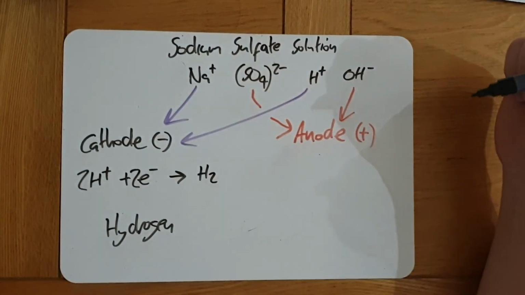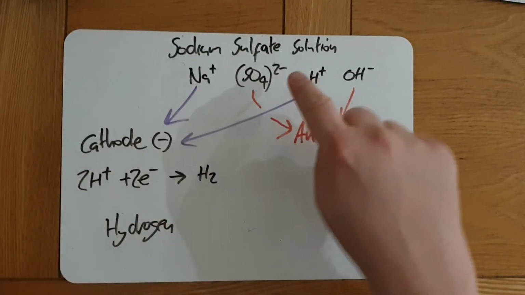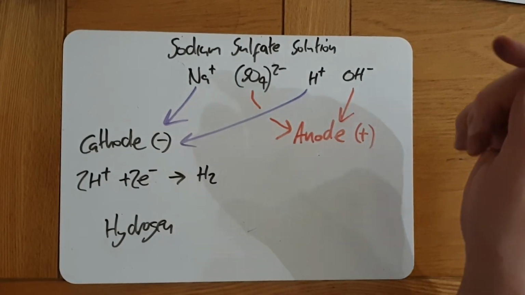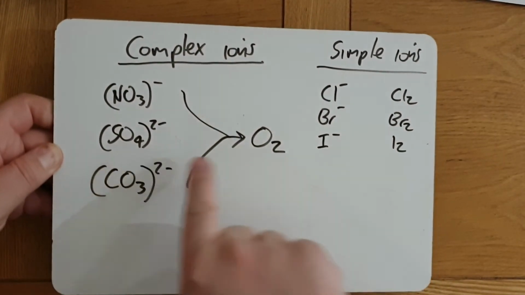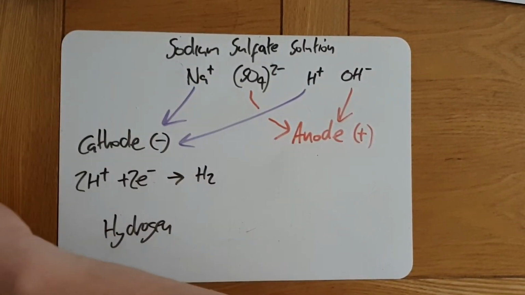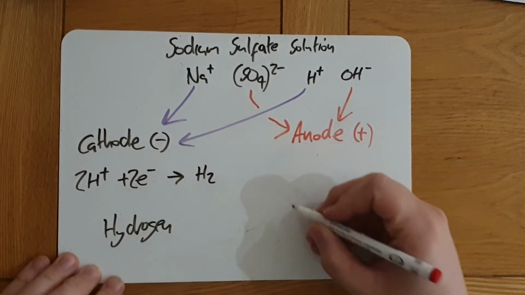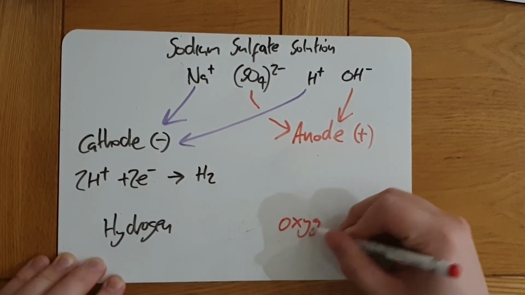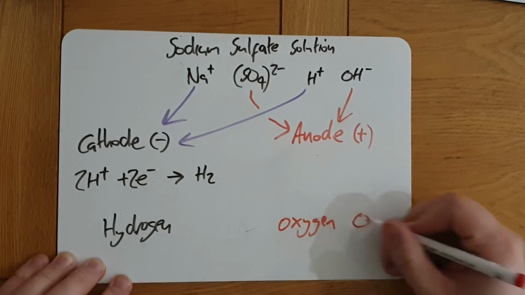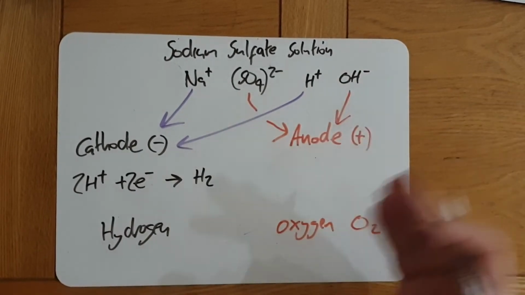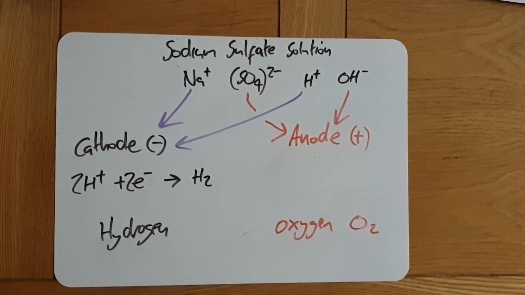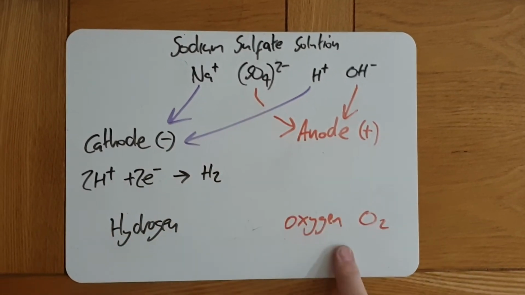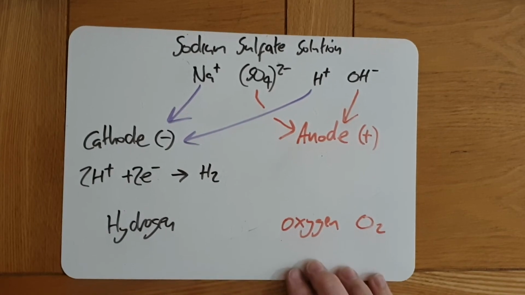This part is sulfate. We haven't dealt with sulfate before. If we look at this, we just remember sulfate, it's a complex ion. We're going to make oxygen. And if you want to just remember that, that's fine. You can just remember it's a complex ion. We're making oxygen, which is O2. That's fine. This half equation is the trickiest one. Don't stress about it if you don't get this one. Just remember, all complex ion, it's oxygen.